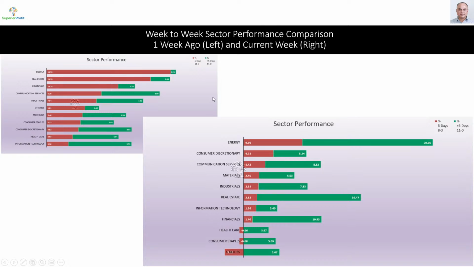Week to week comparison of the 11 sectors. Here I have the chart from the previous week. The green bars represent the previous week's performance, red this week's performance. So one week ago, from bullish, it became even more bullish. And this week, from very bullish, it became less bullish, but still pretty bullish.